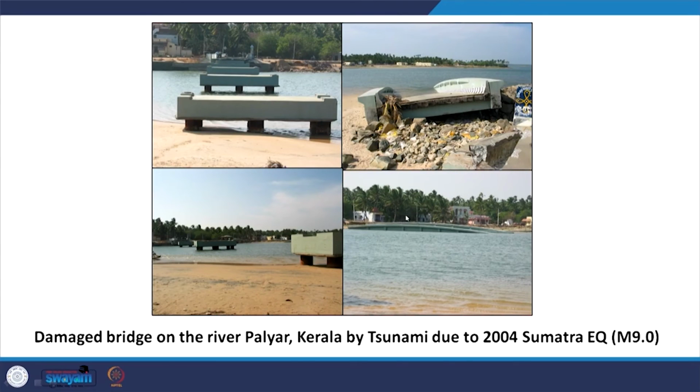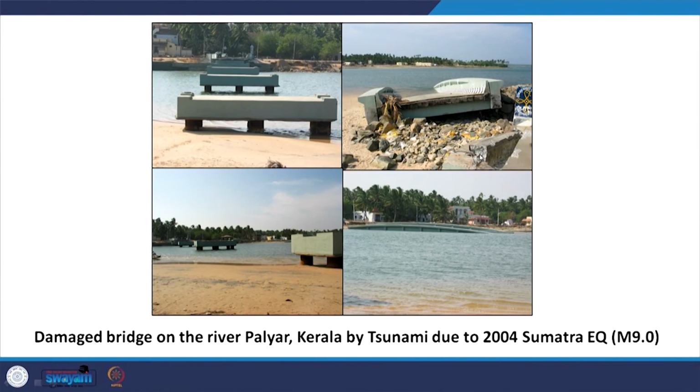We examined the reason for the collapse of the deck, and we found that there was separation of this span from the bearings here. So, it could be said that bearing failures of this bridge led to the collapse of the span.